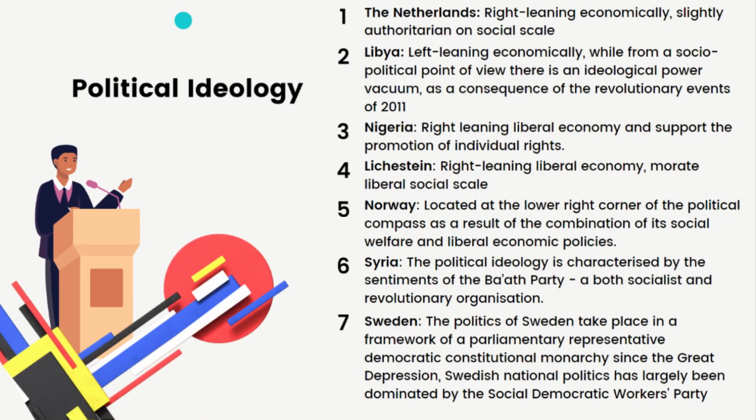Okay, so starting with the Netherlands, we can see that it's characterized as right-leaning economically and slightly authoritarian on the social scale. This makes a lot of sense for the Netherlands because while it is clear that the country leans more on the side of authoritarianism, it is quite slight, alluding to the idea that while the country is still more socially conservative than not, there is also a tolerance and respect for exercising one's social freedoms.